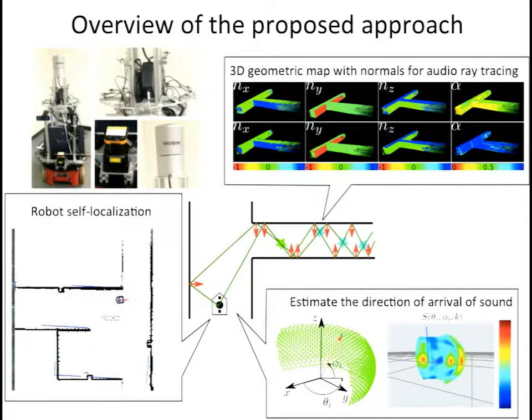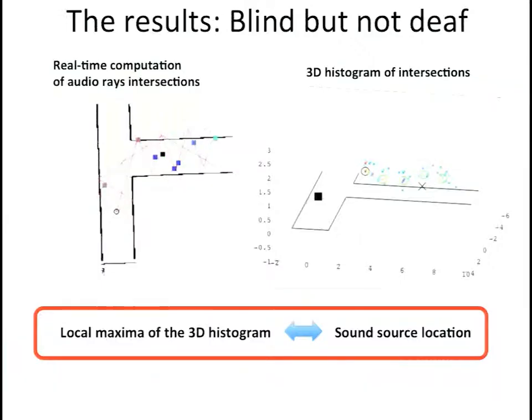Combining all of this, we are able to compute in real time the acoustic rays and trace them back into the blind region, where we get the intersection of those rays. By making a 3D histogram of these intersections, we get some information about what is happening in the blind region. Especially, we found that the local maxima of this distribution of intersections give us information about the sound source position in the blind region.